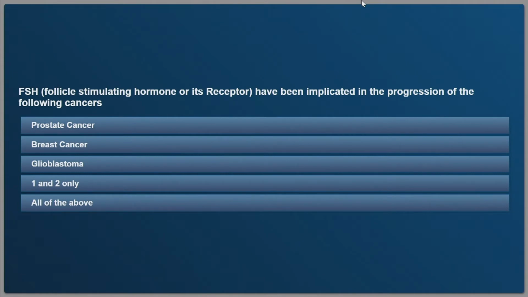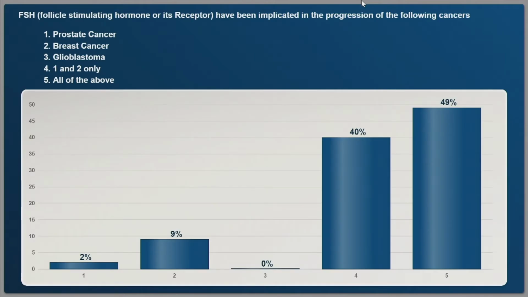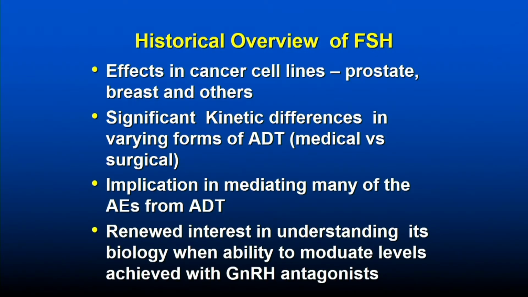And my last audience response question, and people get extra credit for this one, is: FSH or its receptor have been implicated in the progression of the following cancers: 1 is prostate cancer, 2 is breast cancer, 3 is glioblastoma, number 4 is 1 and 2 only, or number 5 is all of the above, which would be 1, 2, and 3. Okay, so, boy, smart audience. 49% said 5, which is the correct answer. You must be reading the most recent issue of Oncogene, so we'll talk about that as well. It was involved in all 3, and I'll go through that in some detail.